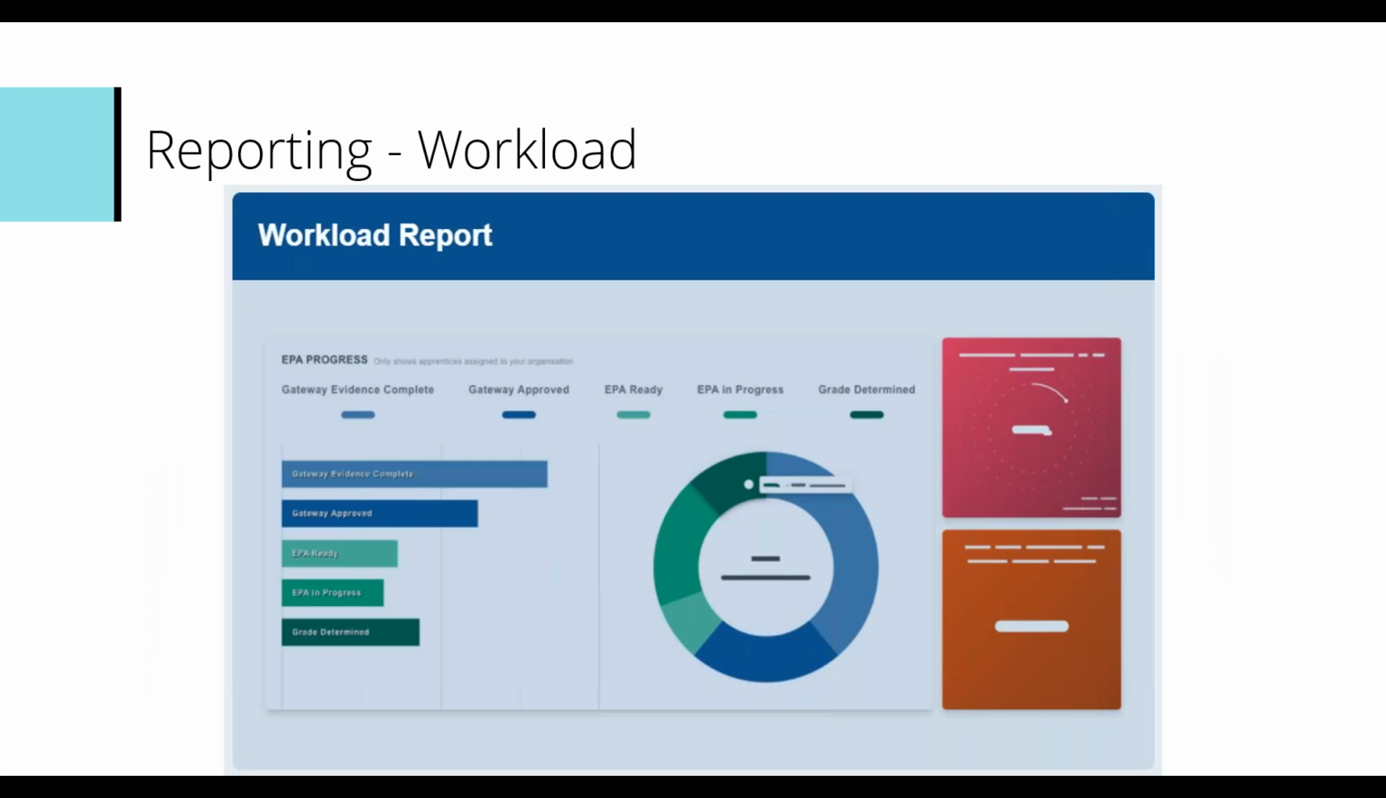We also see some reporting data from ACE 360, so we can see how many people have been approved, how many people are ready, how many people are in progress, and whether gateway has been determined for evidence for other learners. So we get a running report of apprentices that we're working with through ACE 360 as a reporting tool for us.